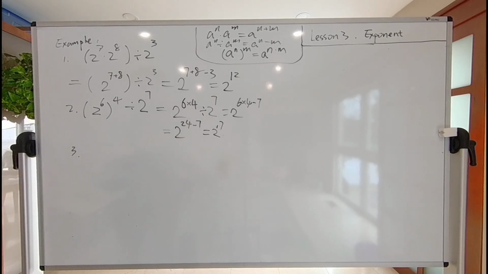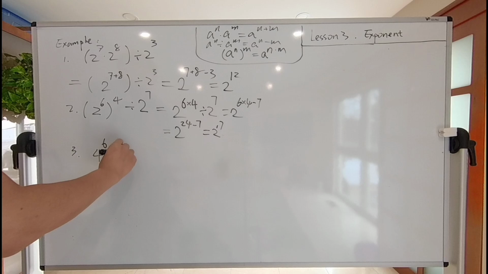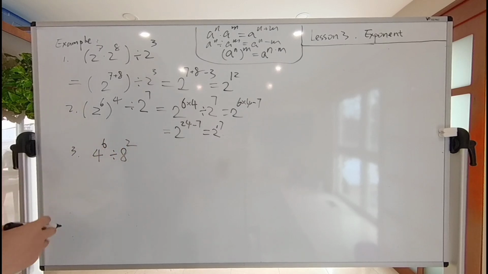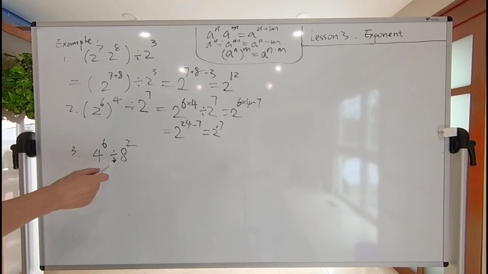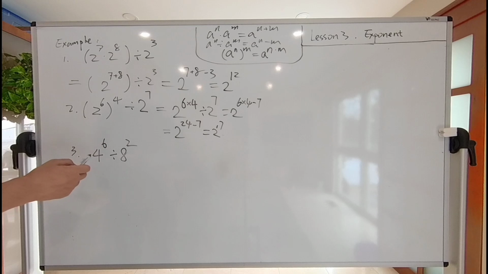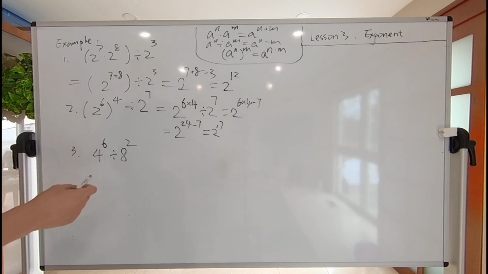Okay, the next example, let's see what is 4 to the 6th power divided by 8 squared. Now this time they don't have the same base, which means we need to check whether we can still apply these rules or there's no way to simplify. Sometimes it might not always be possible to simplify an expression. It really depends on the actual numbers.